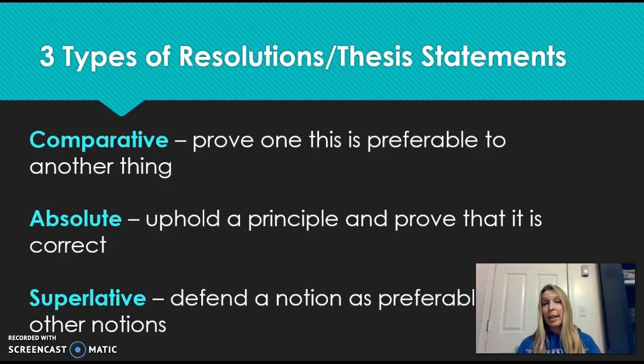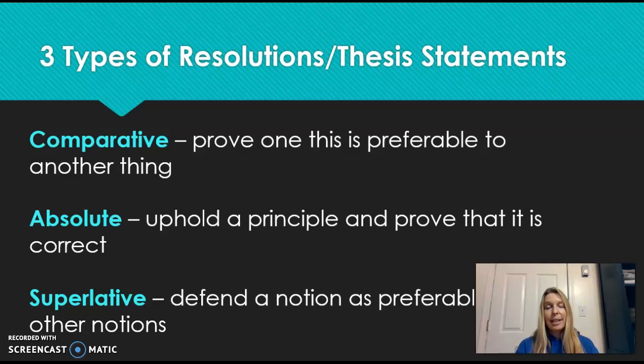So if we're talking essay, we're looking at the words thesis statement. If you're saying debate, you're looking for the word resolution. It's the same thing. It is the very first sentence and the most important part of your entire essay. Now there are three kinds. There's a comparative, an absolute, and a superlative. Two of them you will use most of the time, and those are comparative and absolute.